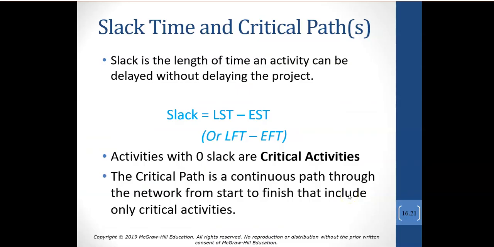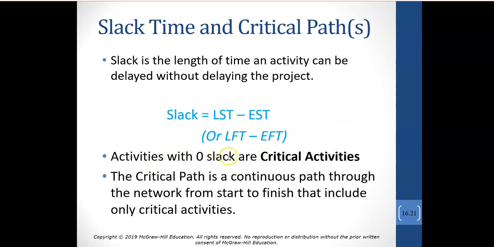Okay, so let's talk about how we calculate the slack time and the critical path. You should have already seen that visually as we were working through that Excel file, trying to calculate latest start time and latest finish time. You saw that what we had identified as a critical path had no slack or wiggle room. Slack is the length of time an activity can be delayed without delaying the project. How we're going to calculate that slack is take our latest start time minus our earliest start time. Or we could do it the other way, latest finish time minus earliest finish time.